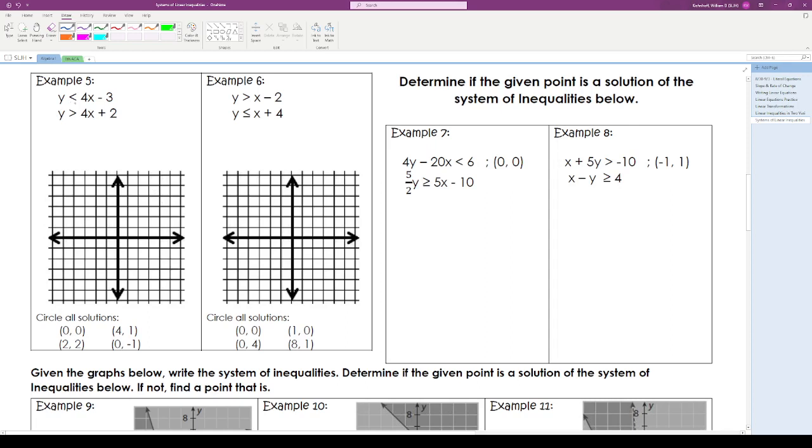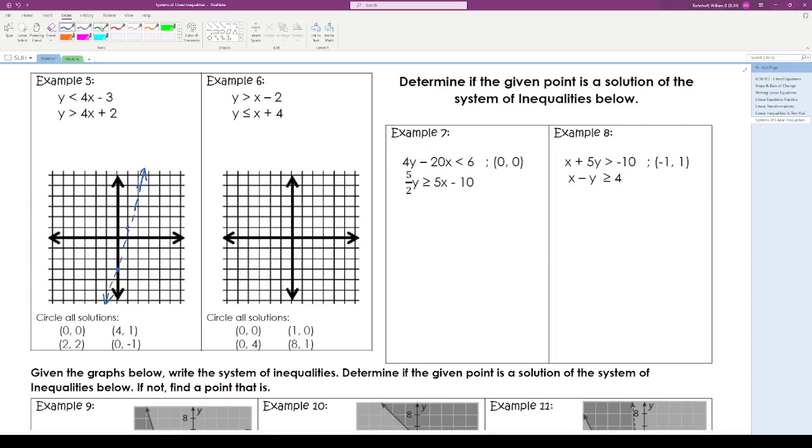Okay, so y is less than 4x minus 3, conveniently already in slope-intercept form. So our intercept is here. Our slope is positive 4, so we go up 4 and over 1. This does not include an equal sign, so we're going to make a dashed line and do our best to follow these points.